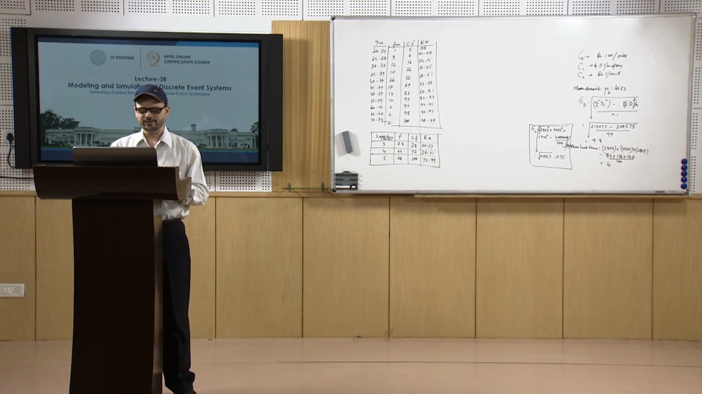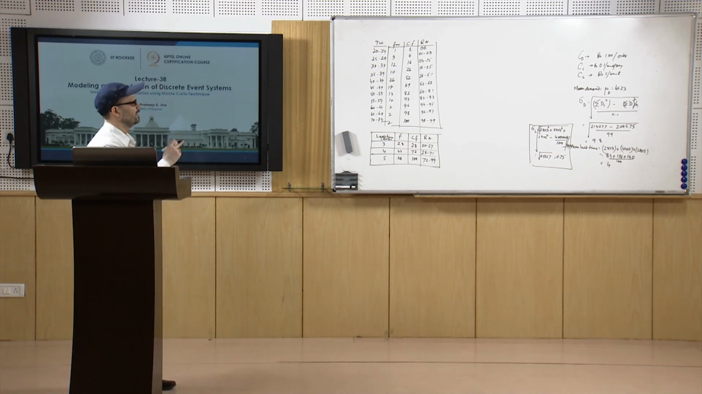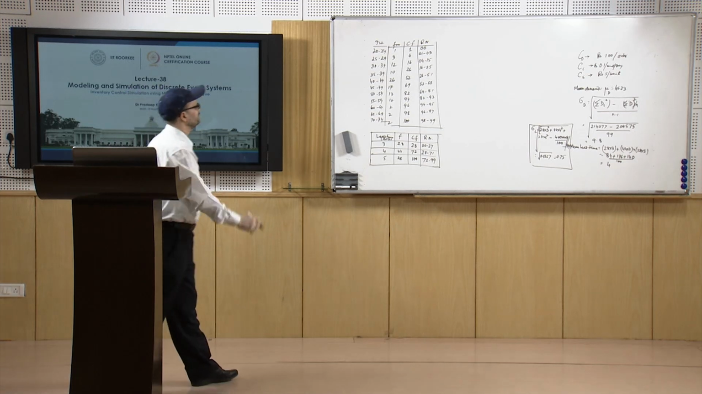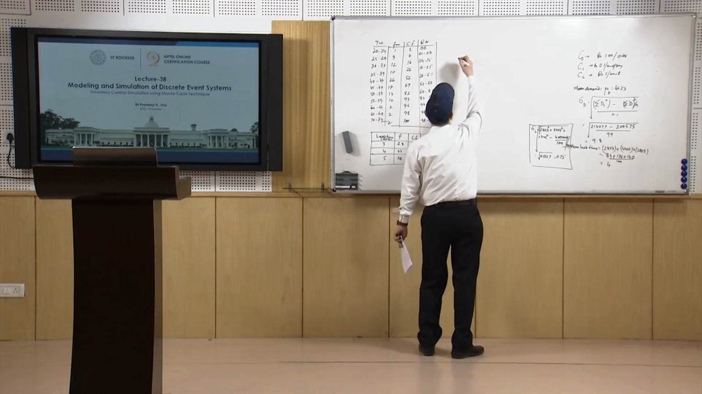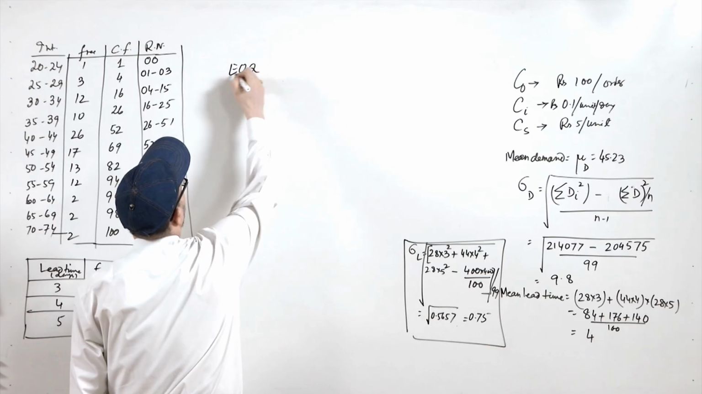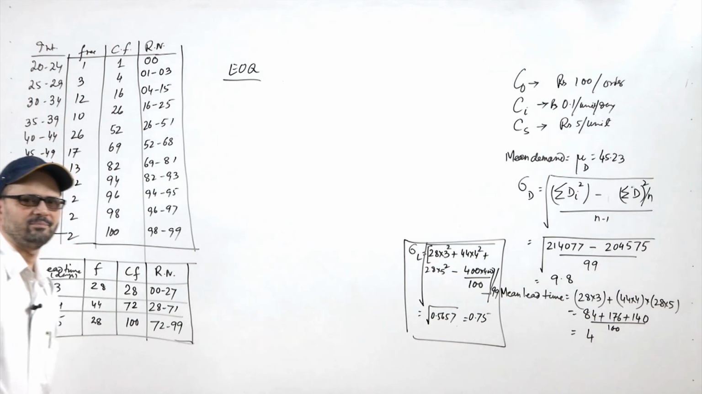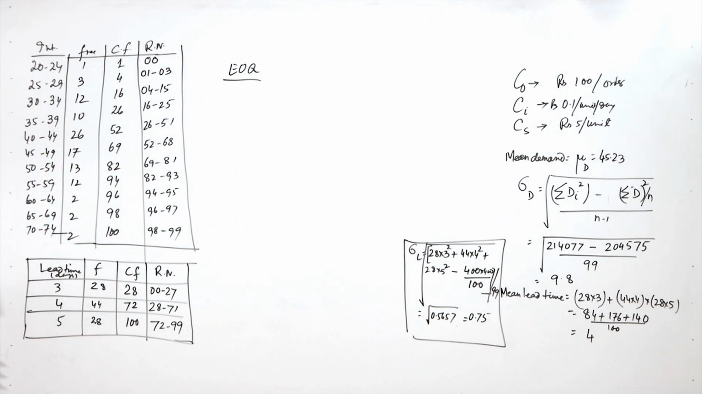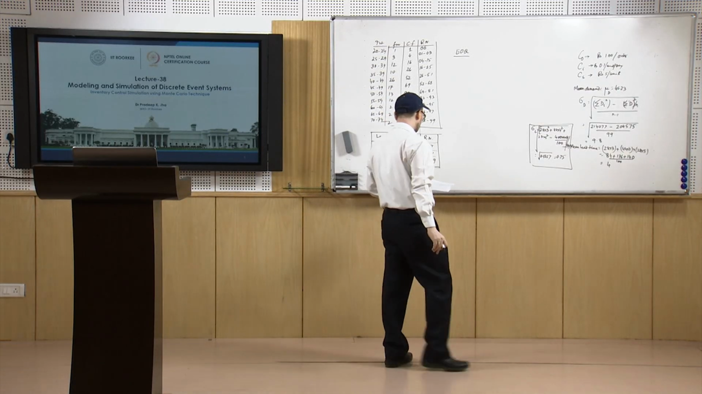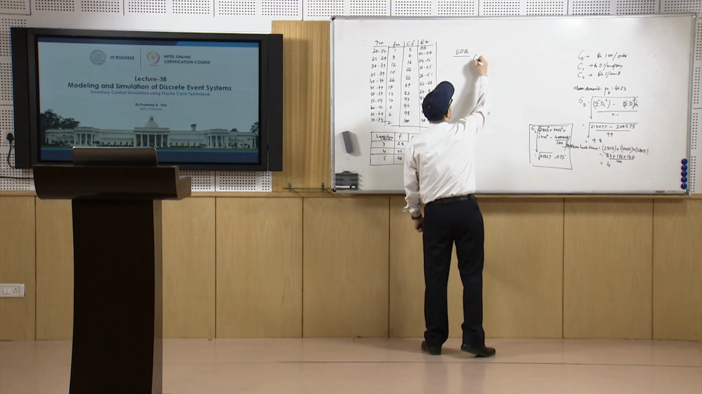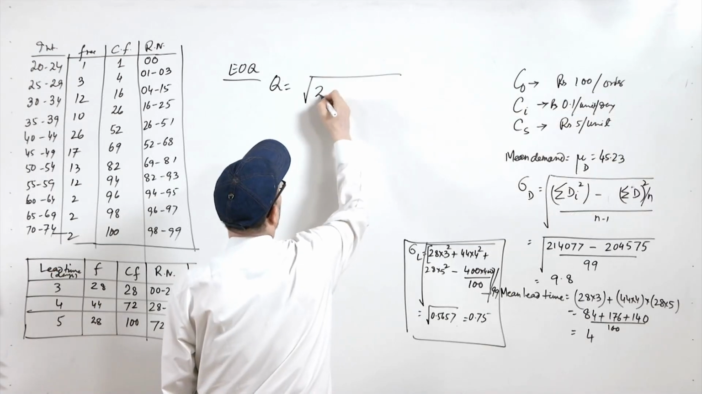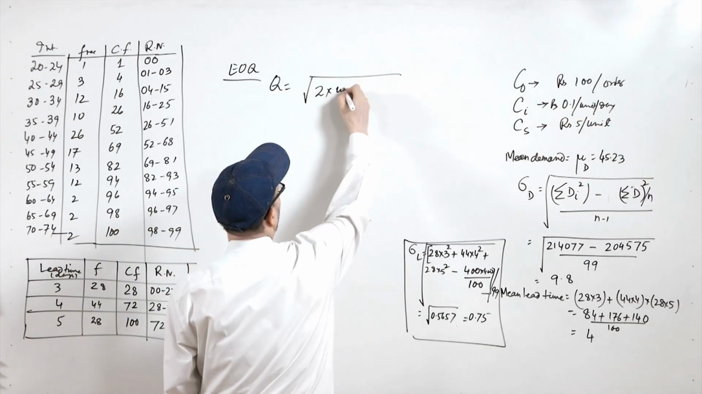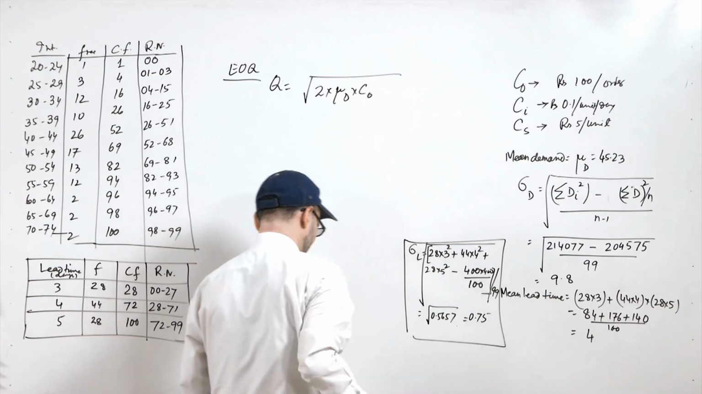Then you have to see what the economic order quantity will be. Once you have calculated these values, you can have the order quantity. Because we are ordering in a fixed quantity, that quantity Q you calculate using the standard formula: square root of 2 into mu d into C naught divided by C I.